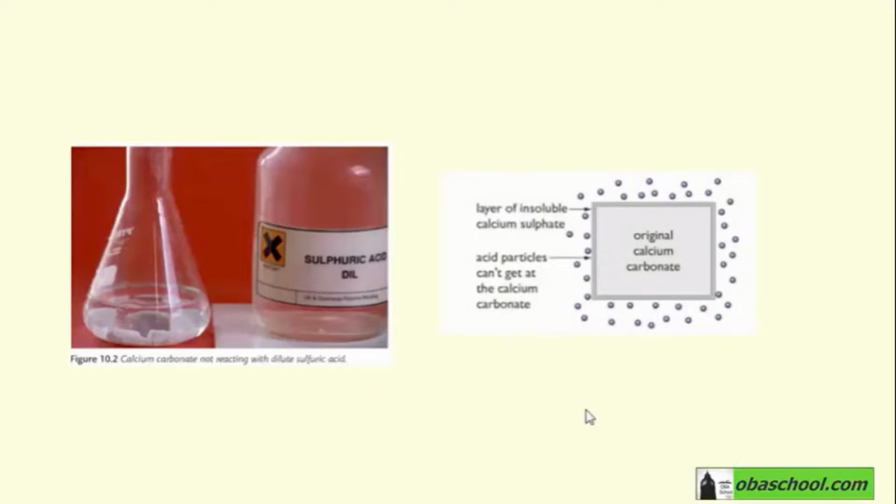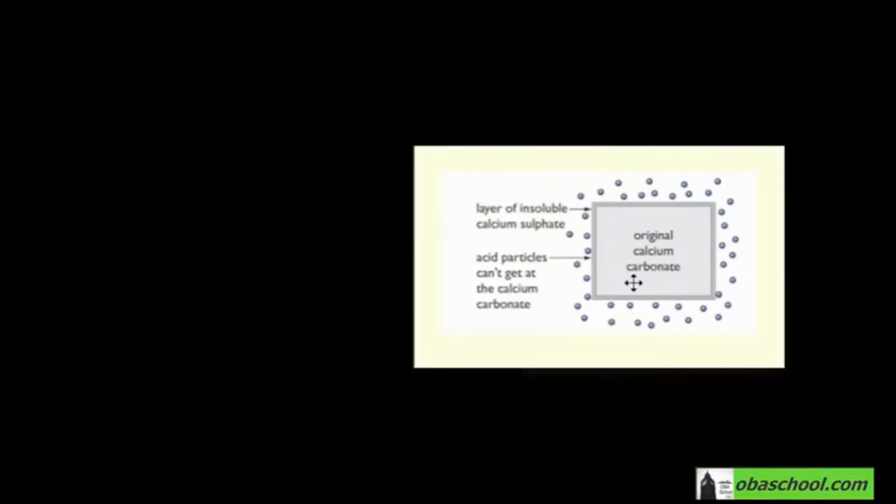Look here. We have an original calcium carbonate. When we place it in sulfuric acid, we will obtain this layer of insoluble calcium sulfate. So a layer of calcium sulfate will surround calcium carbonate, inhibiting the reaction since calcium sulfate is insoluble. It doesn't dissolve in water. The acid particles can't get at the calcium carbonate since it is surrounded by a layer of insoluble calcium sulfate.